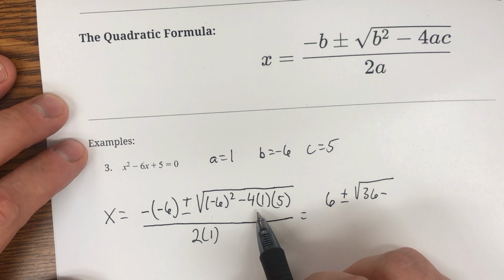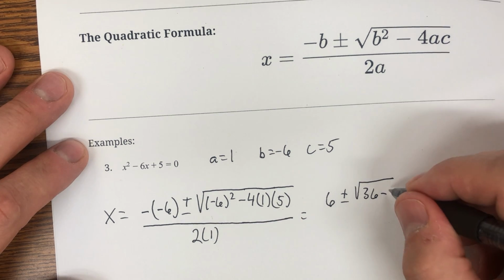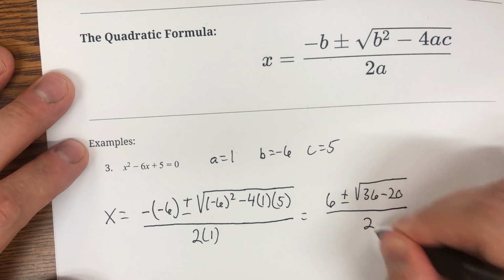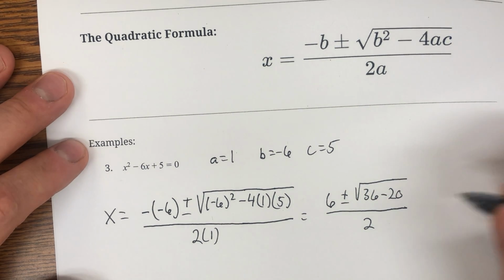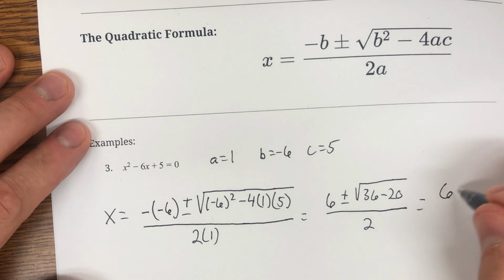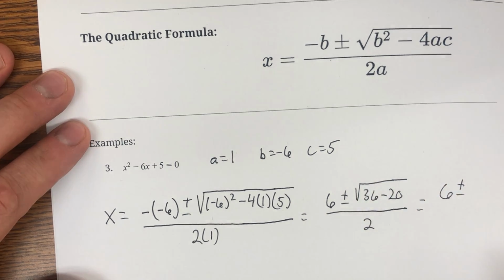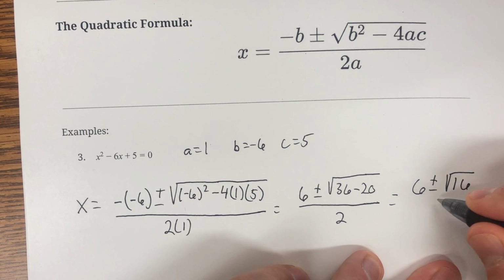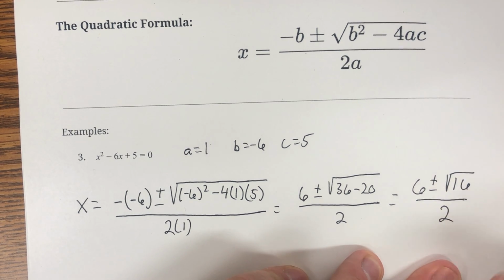4 times 1 is 4. 4 times 5 is 20, so it's minus 20 all over 2. One more step. 6 plus or minus 36 minus 20 is the square root of 16, all divided by 2.